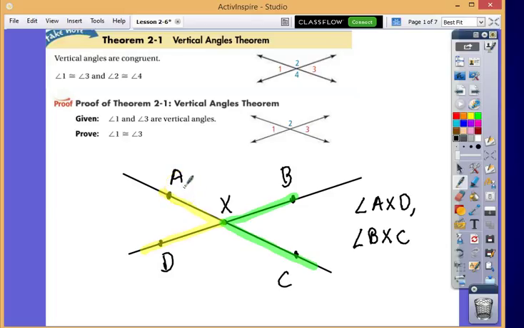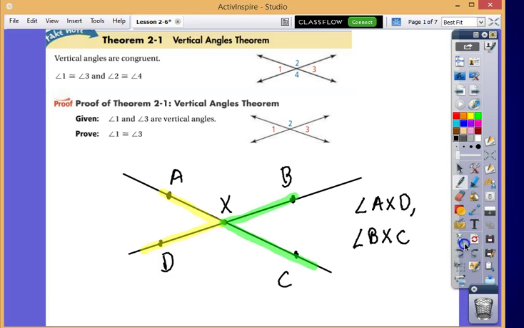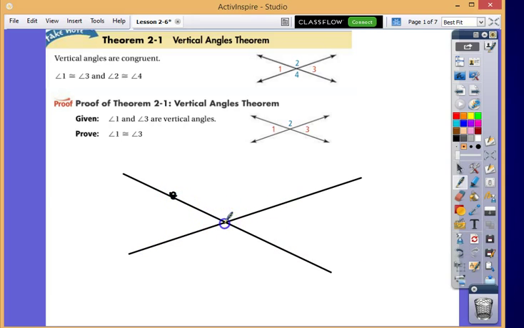Yes? Could it be AXB and DXC? So could we have different vertical angles? And the answer there is yes. We could have a situation where we looked at the top, AXB, and the bottom, CXD. So yes, you could have said that this angle right here was vertical to this angle right here. And that's fine. Just as long as you give me a pair of vertical angles, that's fine.